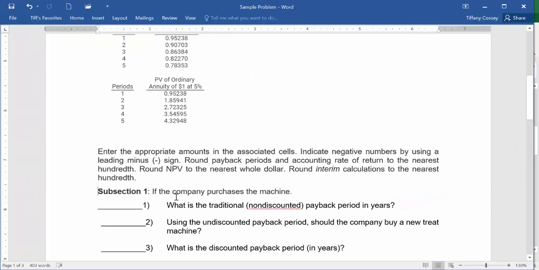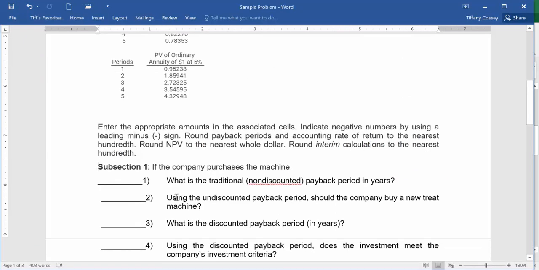So if we look at question 2, we'll answer that question very briefly, and then we'll go on to calculate the discounted payback period, which is question 3. Question 2 says, using the payback period, should the company buy the new treat machine? And the answer is yes, because the company would like to have a payback period of 2 years or less. This was just under 2 years. The company's fine with it.